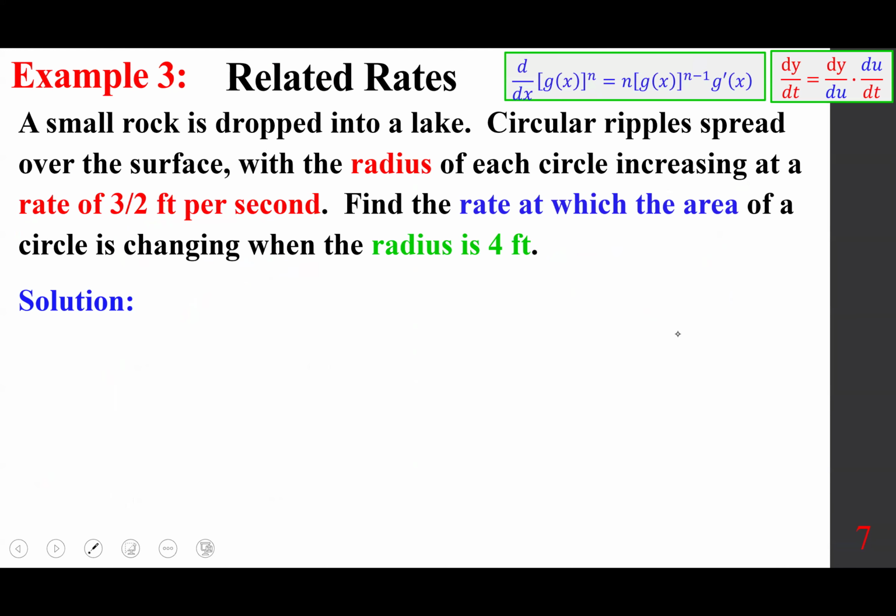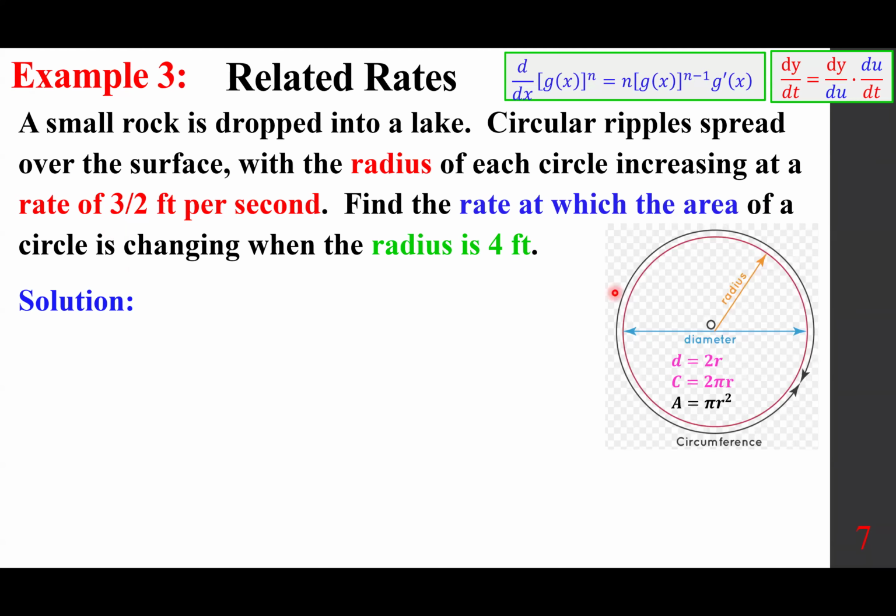A related rate problem, an application problem, a word problem. A small rock is dropped into a lake. Circular ripples spread over the surface with the radius of each circle increasing at the rate of 3/2 feet per second. Find the rate at which the area of a circle is changing when the radius is 4 feet.